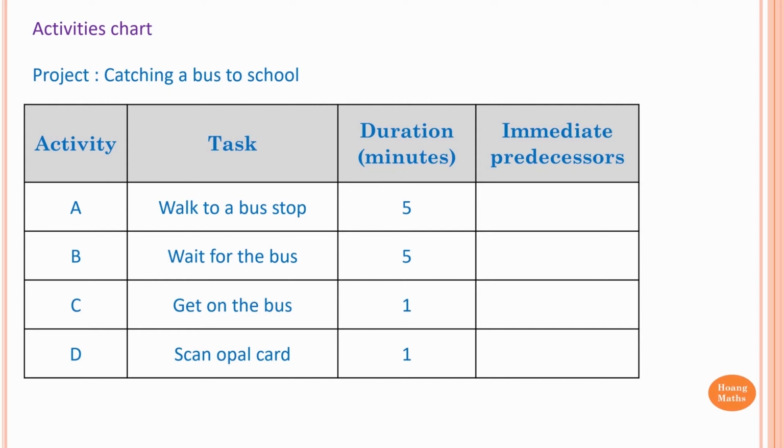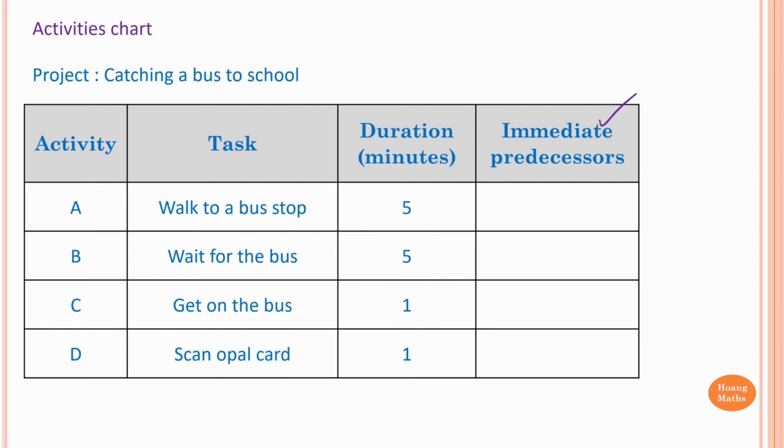Activity is the name of a task. For example, we name activity A as walk to a bus stop. Activity B is wait for a bus, and so on. Duration is the time taken to complete an activity. Activity A requires 5 minutes. Activity B needs 5 minutes to complete. Activity C is 1 minute. And activity D, which is scan Opal card, takes 1 minute. The total time taken to complete this project is 12 minutes.